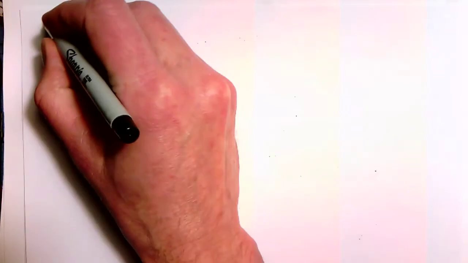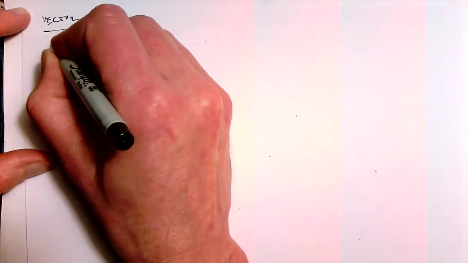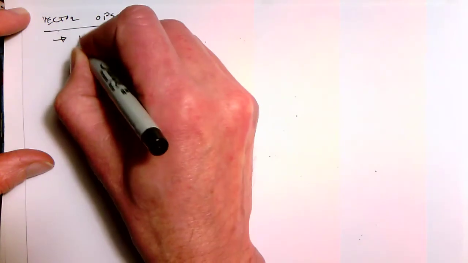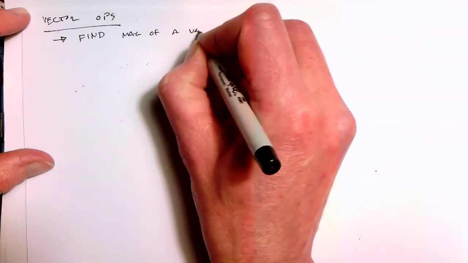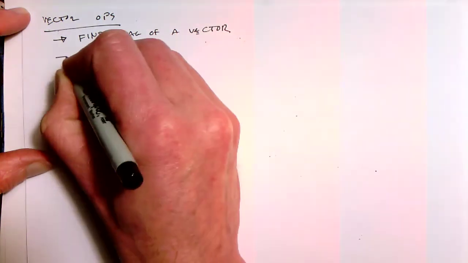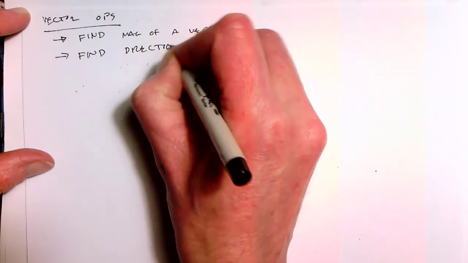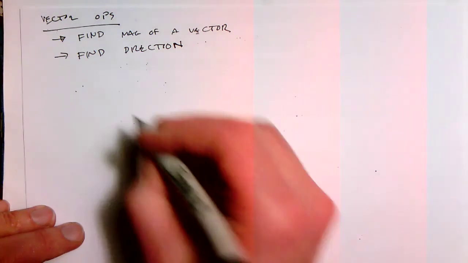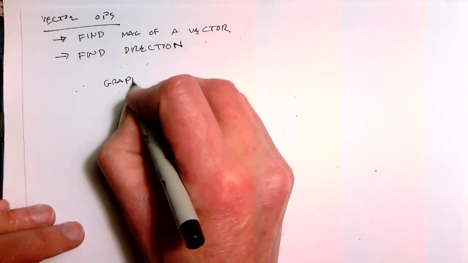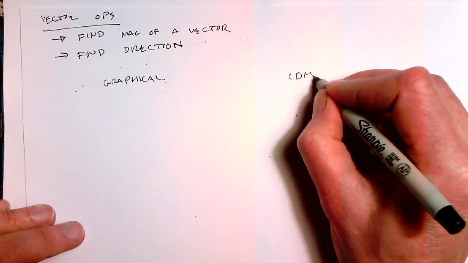There are a number of vector operations that we might want to be able to accomplish. In this clip, we'll just talk about two that we've sort of hinted at already. One is finding the magnitude. And the second is finding the direction of a vector. And obviously for both of those, there's a sort of trivial version of them in the graphical space and a less trivial one in the component space.